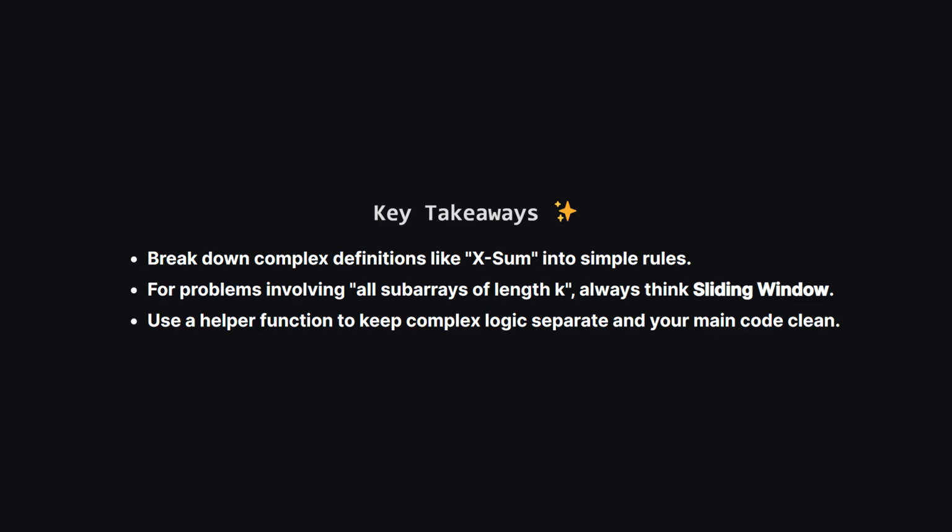So let's quickly recap. First, when you see a problem with a complex definition like xSum, the best first step is to break it down into a simple checklist of rules. Second, whenever a problem mentions doing something for every subarray of a fixed length, your brain should immediately scream sliding window. It's almost always the most efficient approach. And finally, don't be afraid to use helper functions. They can make your code much easier to read and debug by separating the main algorithm, in our case, the sliding, from the detailed calculation logic.